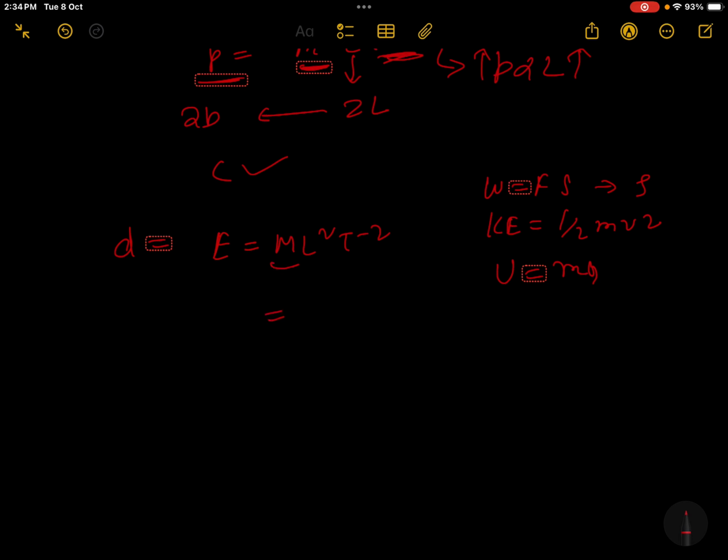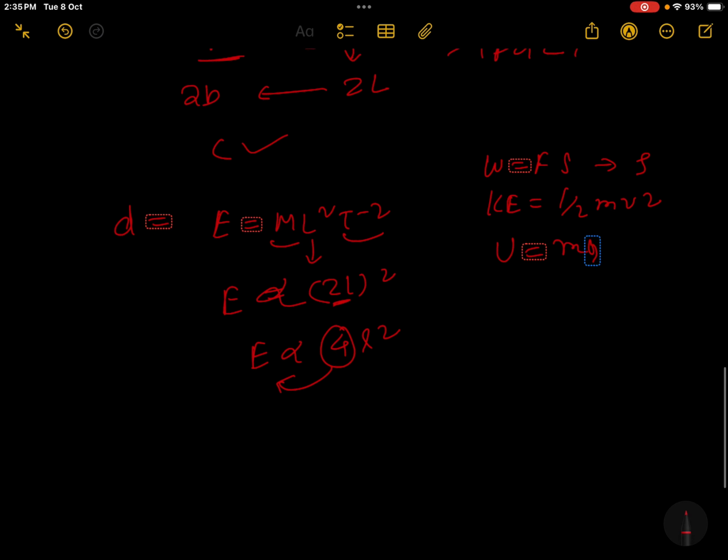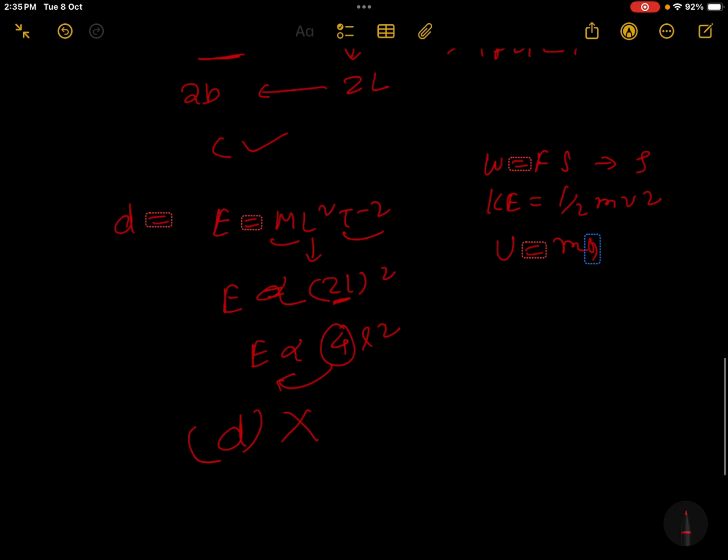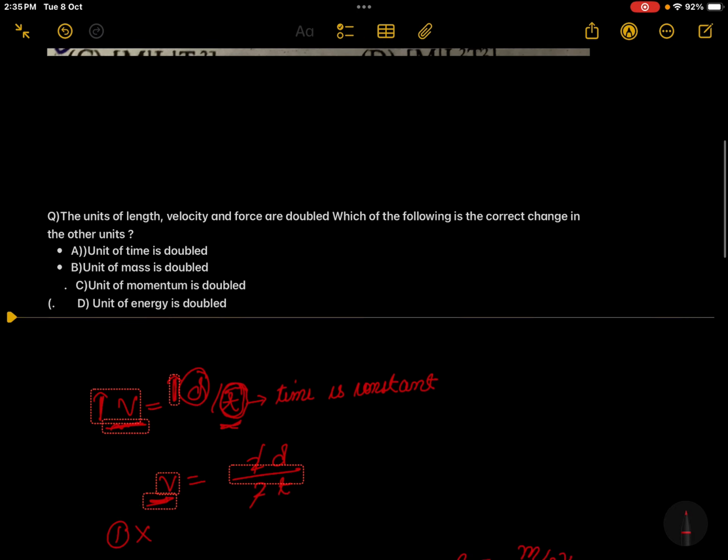Now the mass is constant, we proved. The time is constant, we have proved. When the length is doubled, that is 2L, energy is directly proportional to L square, so energy becomes 4L square. So energy is becoming 4 times, not 2 times. So D is wrong because it said that it has increased 2 times, but actually it is increasing by 4 times. So option C will be the correct answer.